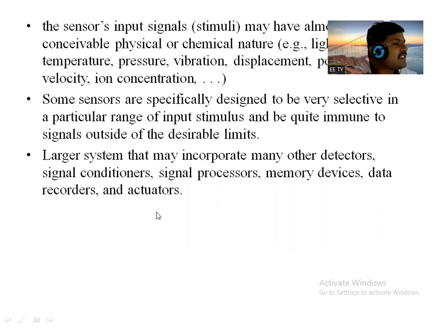So that's some of the limit, either it may be a range limit or a distance limit. Now, a large system may incorporate many other pieces of equipment not shown in that diagram, like a detector, some signal conditioner, some signal processor, then memory devices, a data recorder, and multiple actuators. These are the different devices included in a large control system, and there are a number of sensors as well as a number of actuators.